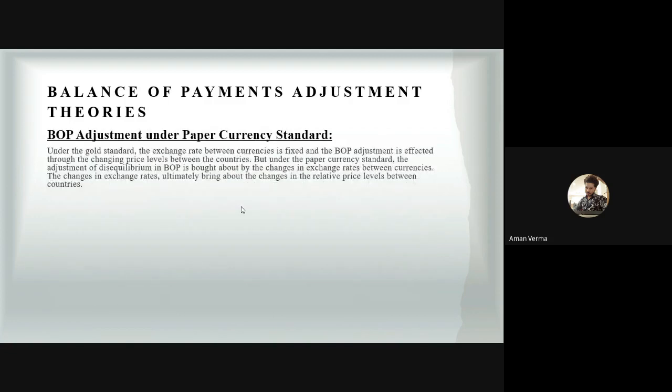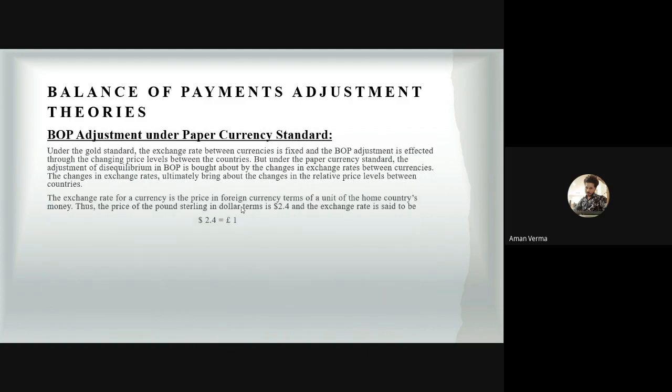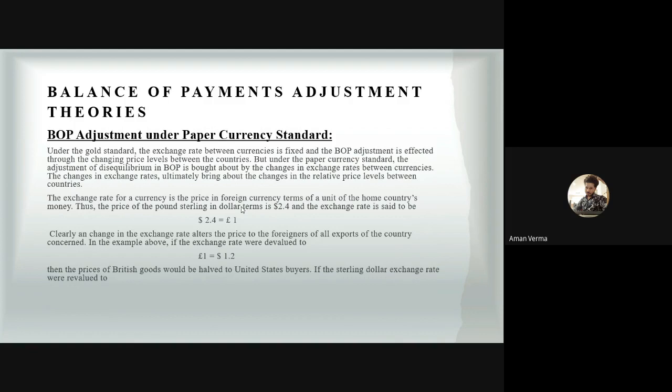Now, the balance of payment adjustment under the paper currency standard. Under the gold standard, the exchange rate between currencies is fixed, and the balance of payment adjustment is affected by the changing price levels between the countries. But under the paper currency standard, the adjustment of disequilibrium in balance of payment is brought about by changes in exchange rates between currencies. The changes in exchange rates ultimately bring about changes in relative price levels between countries.